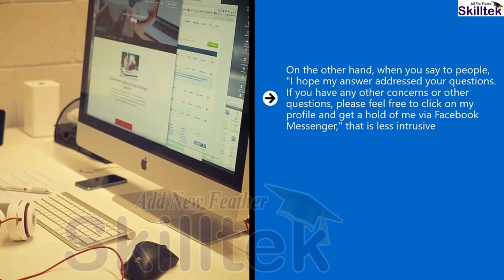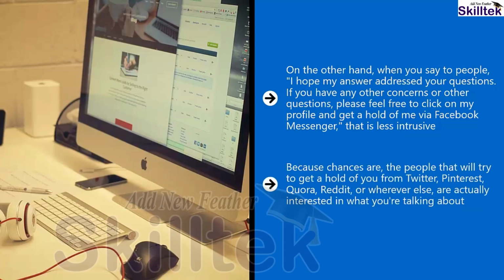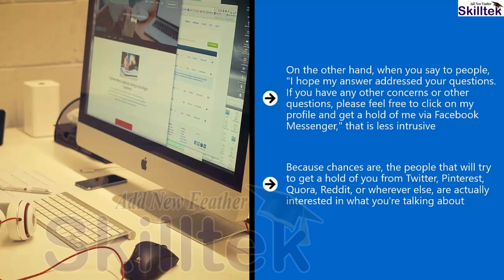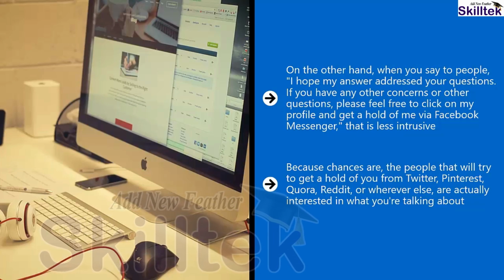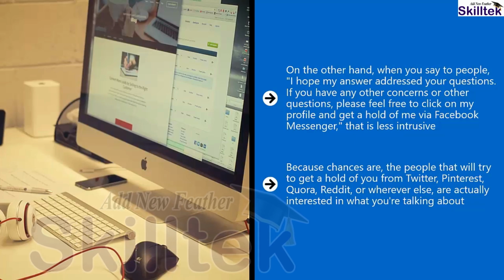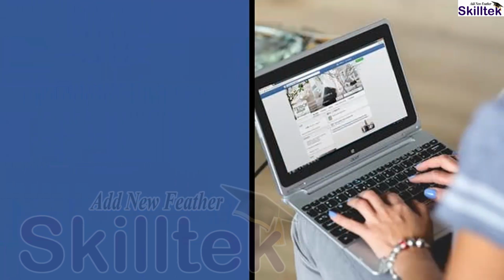Do you see how powerful that is? Because chances are, the people that will try to get a hold of you from Twitter, Pinterest, Quora, Reddit, or wherever else are actually interested in what you're talking about. These are people who obviously think you're credible and authoritative enough to be worth reaching out to.